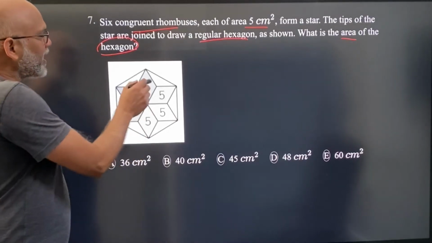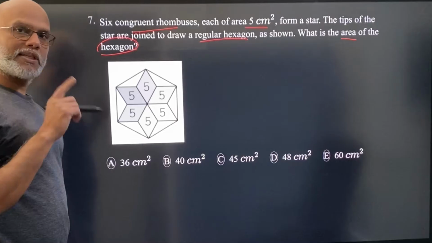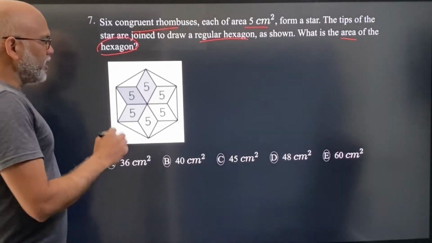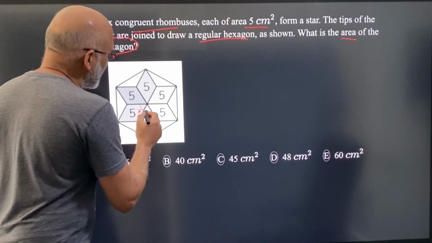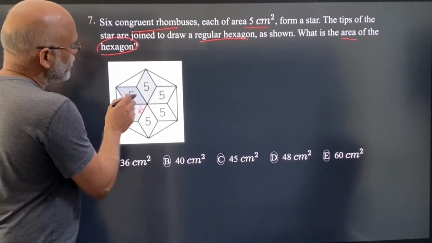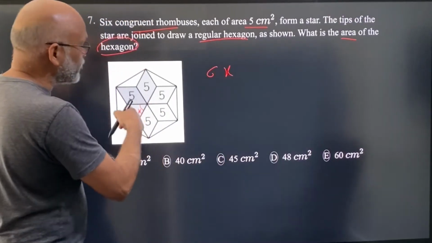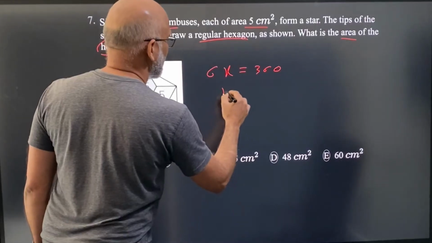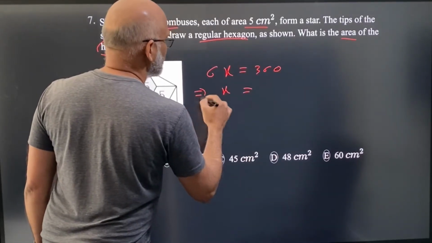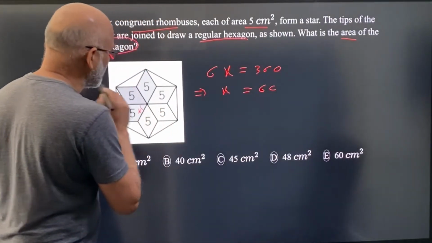Somehow the area of this white triangle has to be related to the area of the rhombus, and we need to find out how. If you notice, let me call this angle x. There are 1, 2, 3, 4, 5, 6 of them, so 6 times x needs to add up to 360 degrees. That means x is equal to 60. 360 by 6 is 60, so this has to be 60 degrees.